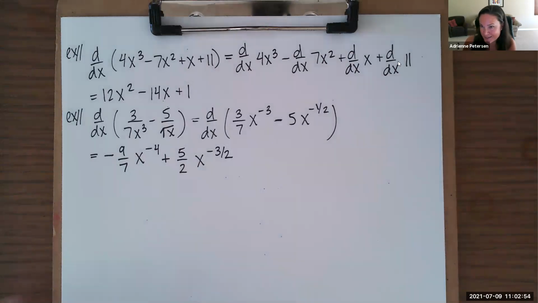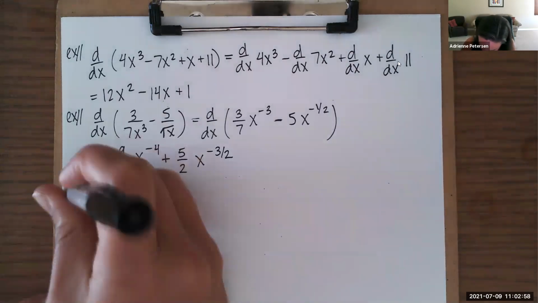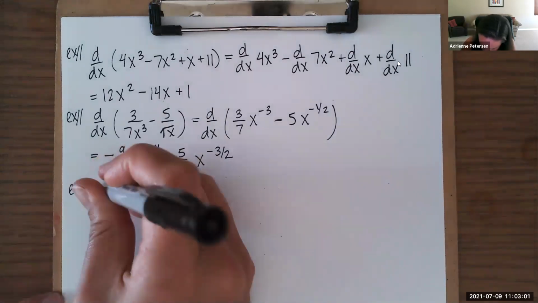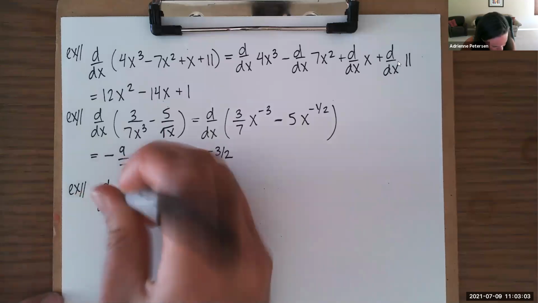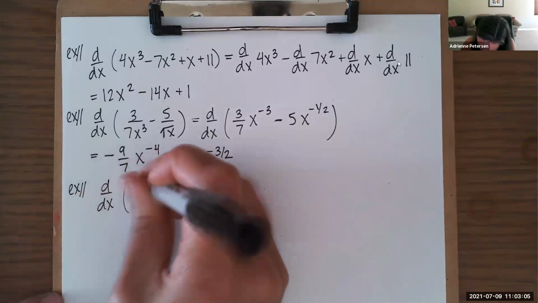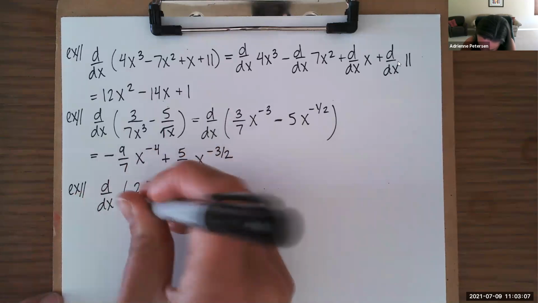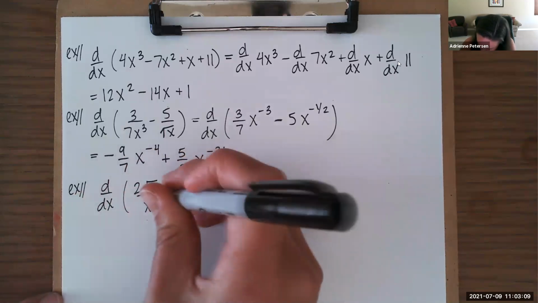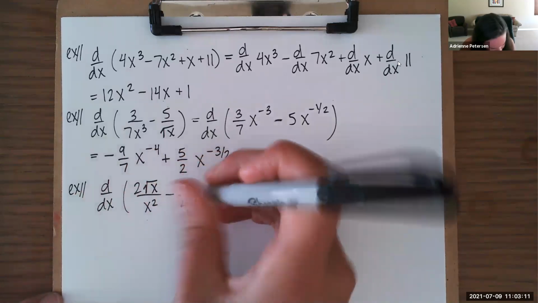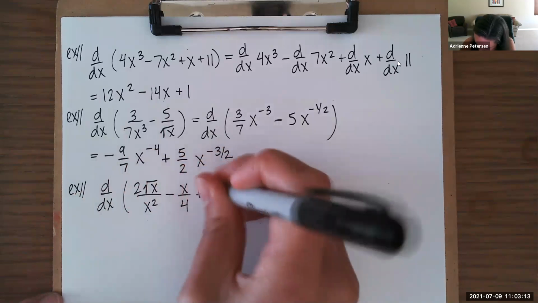All right, any questions on this one? Okay, let's do some more. How about, what is the derivative of 2 square root x over x squared minus x over 4 plus the square root of 13?